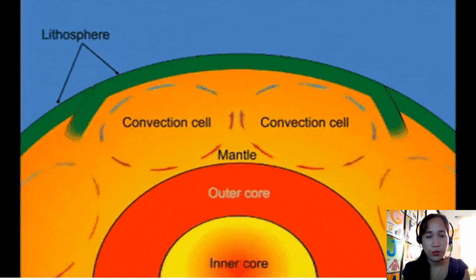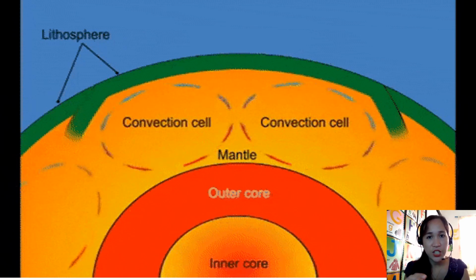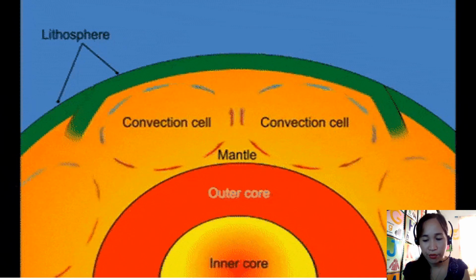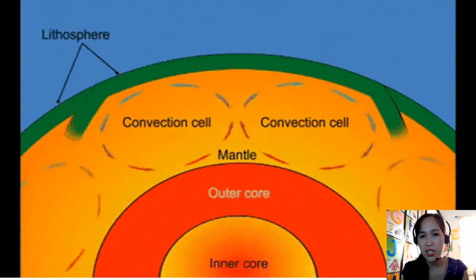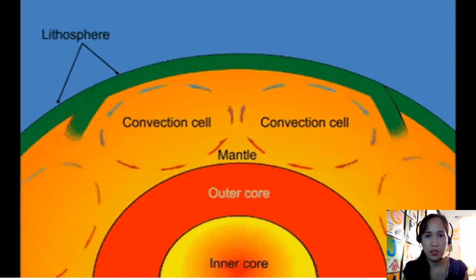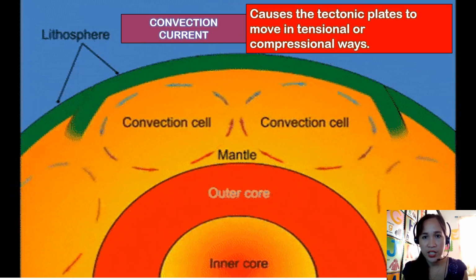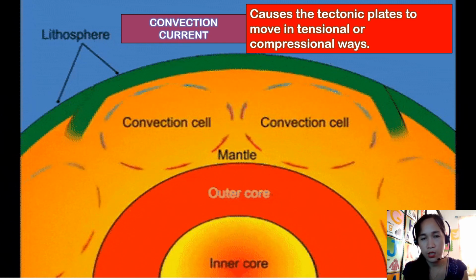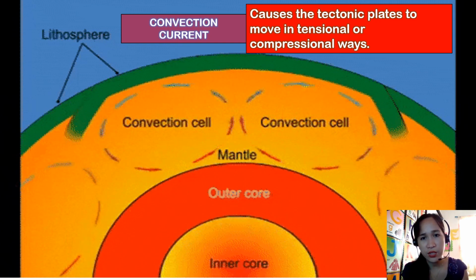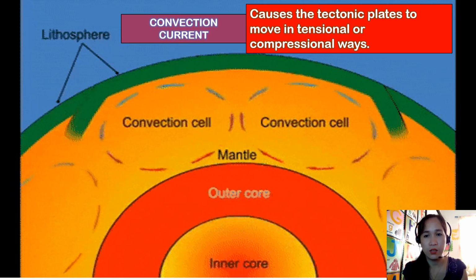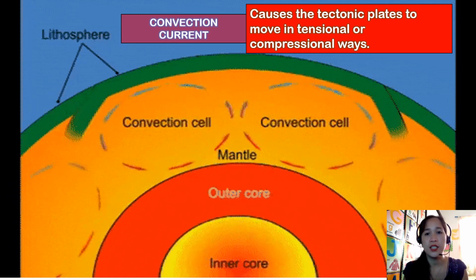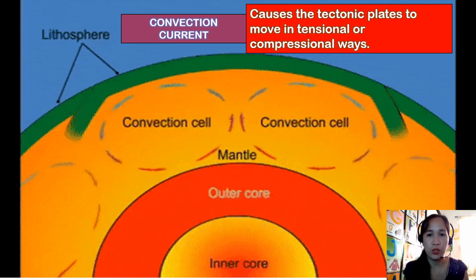Okay, so before the earthquake happens, energy is stored underneath due to the accumulation of heat. As you can see on our screen, there is stored energy underneath due to the accumulation of heat. So convection current causes the tectonic plates to move in tensional or compressional ways. And what are tensional and compressional ways?